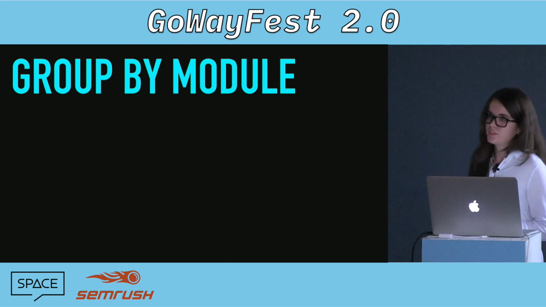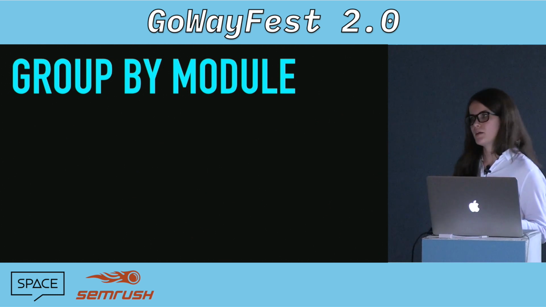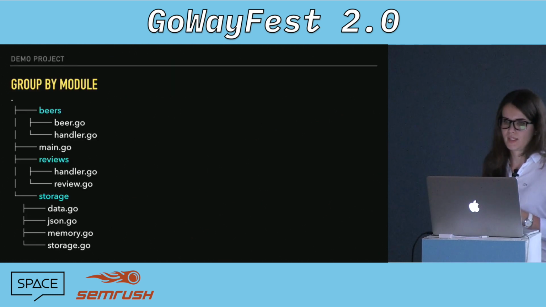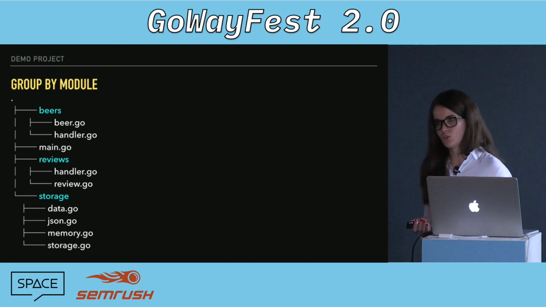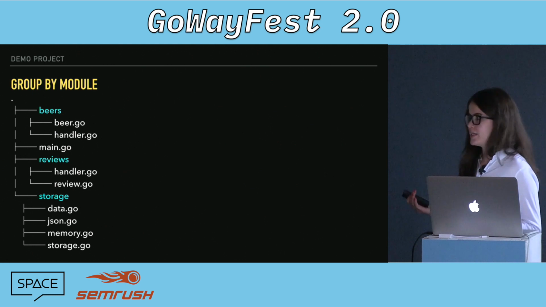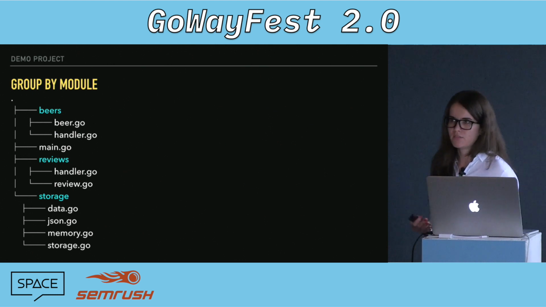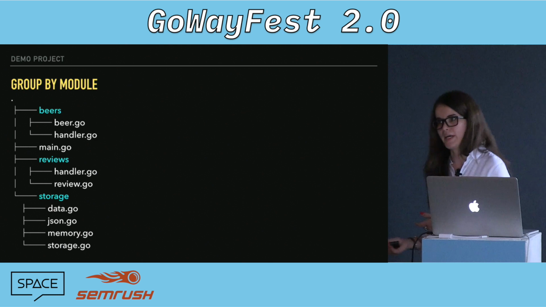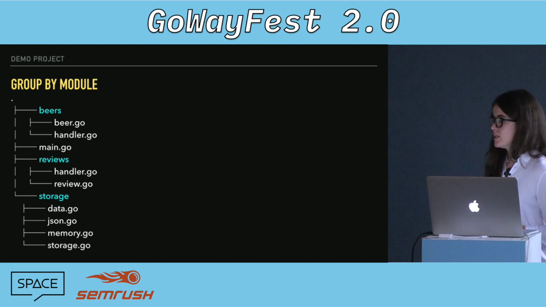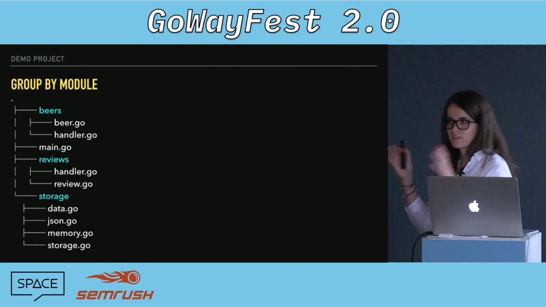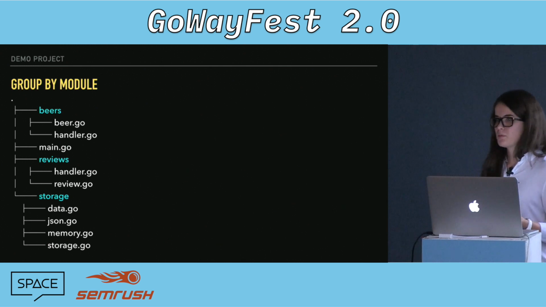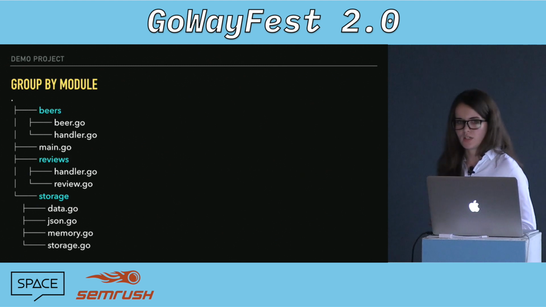So let's try a slightly different approach. Let's try to break it up into modules. So for example, by modules, I mean things like beers, reviews, storage. So basically, everything to do with beers goes in one package, everything to do with reviews goes in another package, and so on and so forth. So at least in this case, things are somewhat grouped logically, like beers there, reviews there. But that's probably the only advantage you get with this approach.